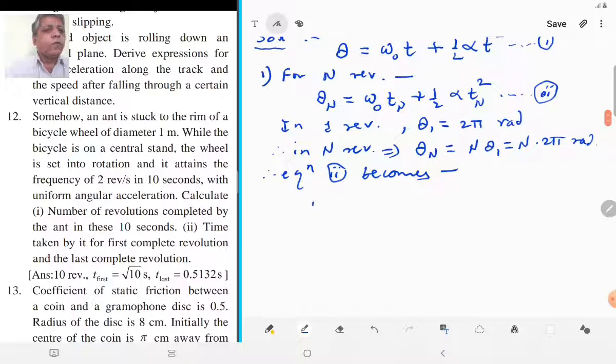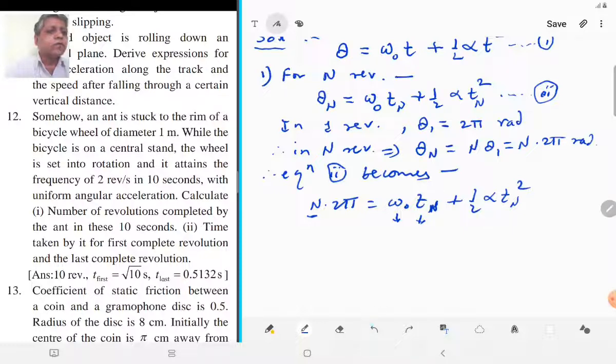n into twice pi is equal to omega 0 Tn plus half alpha into Tn square. Now, to find out the value of n, we must know the value of omega 0, Tn and alpha. Here the values of omega 0 and Tn are given, but the value of alpha is unknown.